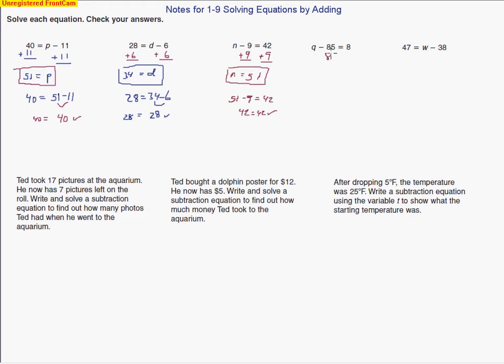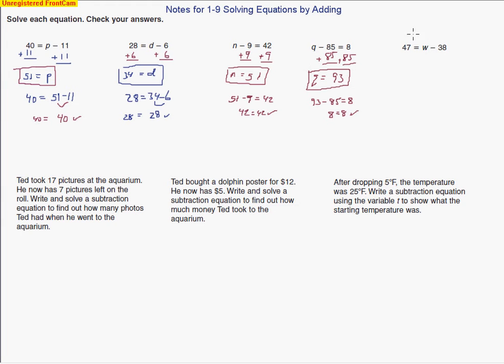Same thing over here, minus 85, so I'm doing the opposite of a minus 85. I'm adding 85 to both sides. So when I add the 85 to the 8, I end up getting a 93. So I'll check that answer, see if it's right. 93 minus 85. See if it equals 8 or not. Well, when I do that subtraction, I do get 8. So when the two numbers agree, then you know you did it right.